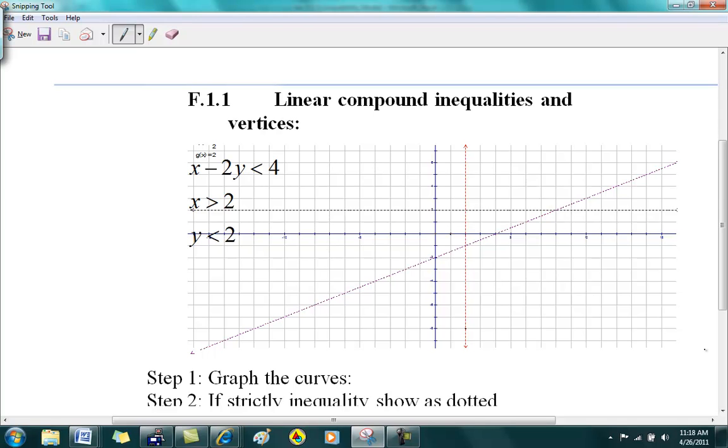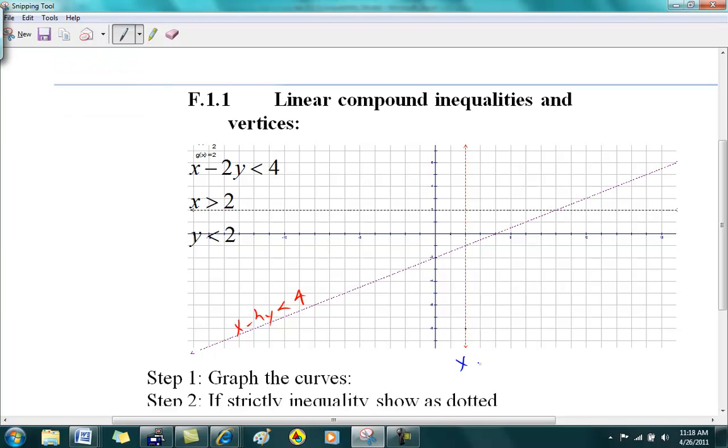Okay, so this is my equation. Let me start out with red. This is my equation, x minus 2y is less than 4. And when you've got these compound inequalities, you really want to write the equations down next to the lines or graphs that you are drawing. Okay. Then I have x is greater than 2.